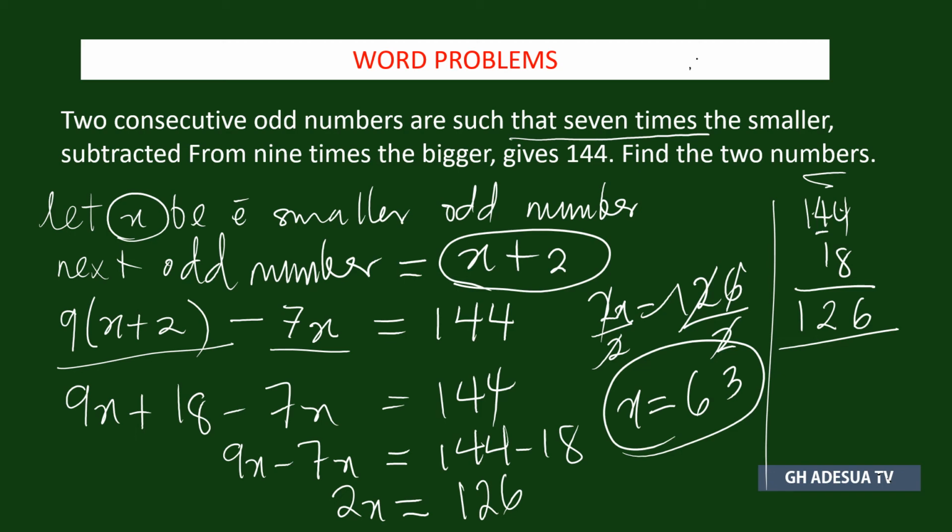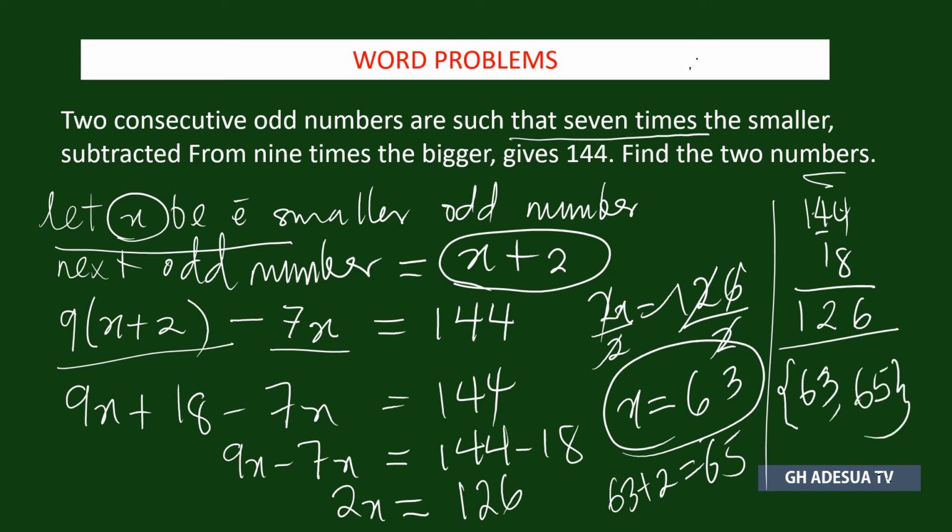Now from our first statement, we said that let x be the smaller number. So the smaller number is 63, and then the bigger number, the next odd number, is 63 plus 2, which is 65. So your odd numbers are 63 and 65.